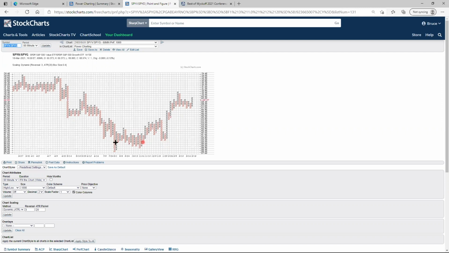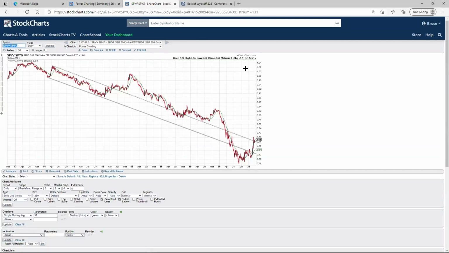But this is a beautiful accumulation structure, has a nice count, a beautiful, shallow backup that now looks as though it's pivoting back into an upward trend again. And so this again is the idea that value is going to continue to have dominance.